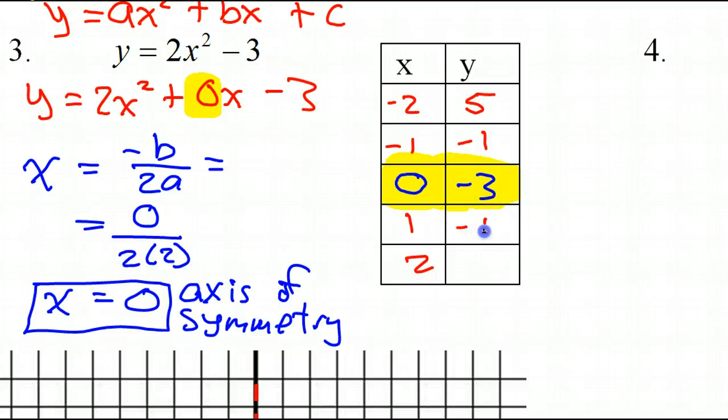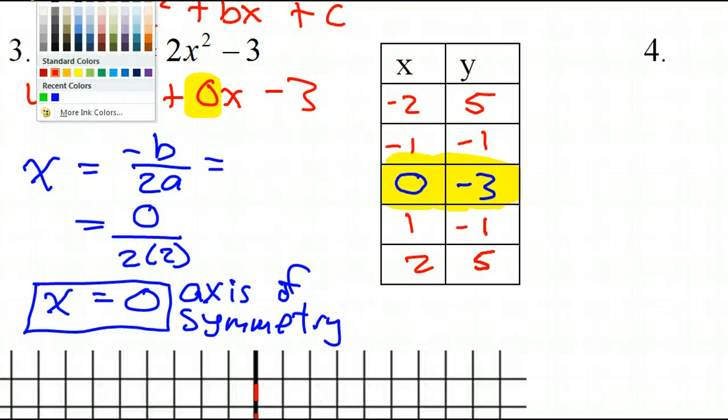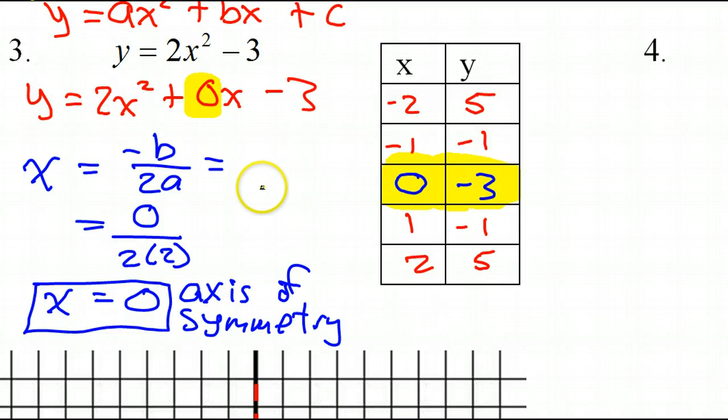Now, could you have predicted that without even looking at the calculator? Sure, if we had -1 above the vertex, we're going to have -1 below the vertex, unless we made a mistake. So, we have our vertex right now, and I'm going to label it vertex. Alright, our vertex is the point 0, -3.